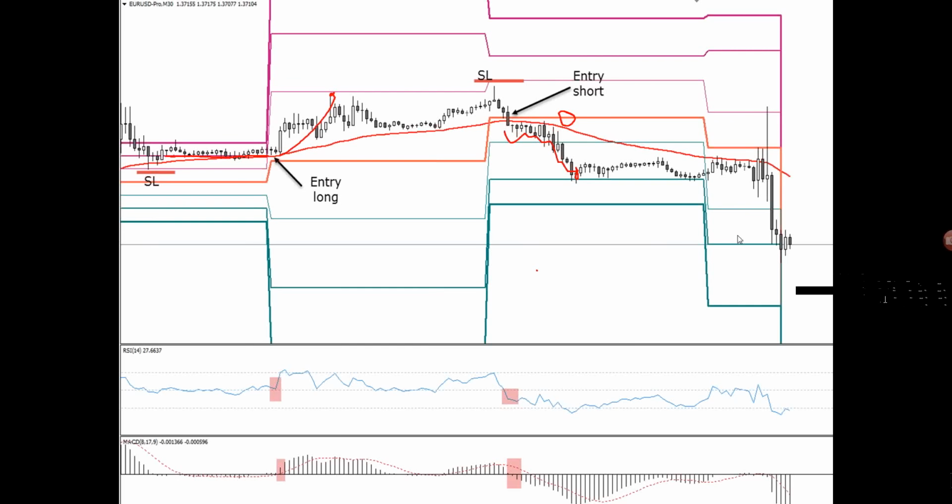Also, Mile is telling me that he can't see anything because he can only see a starting screen. I don't know how, but I've got confirmation from the majority that you can see this entry long and entry short.